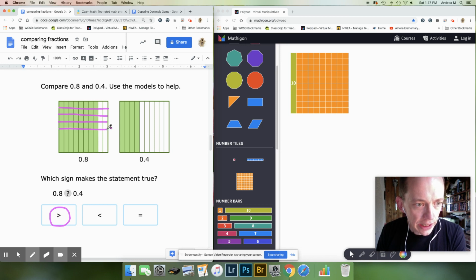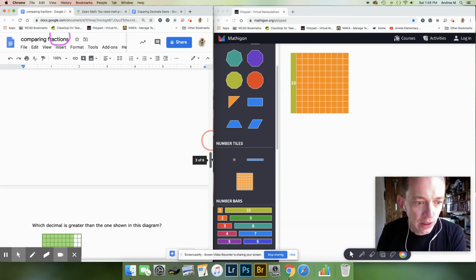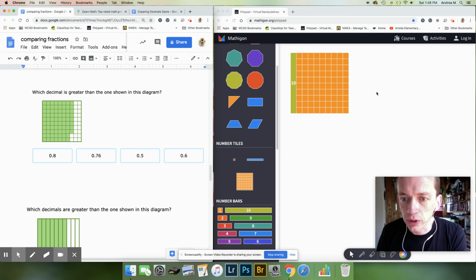okay, I can see it's 1, 2, 3, 4. See if I can get this 5. Yeah, not going to get it right. So if you imagine if I drew lines in there correctly to split that into hundredths, what I would see is that would be 80 hundredths versus 40 hundredths, okay? And that statement is still true. 80 is, of course, larger than, greater than 40.